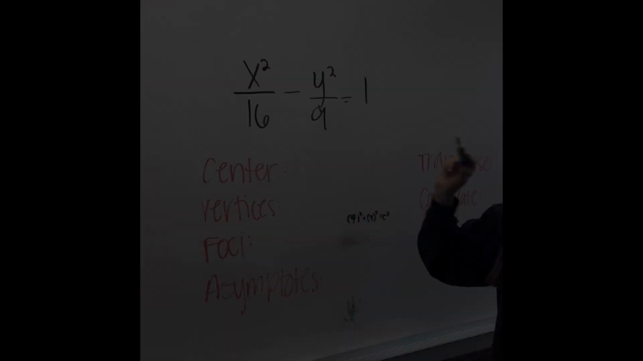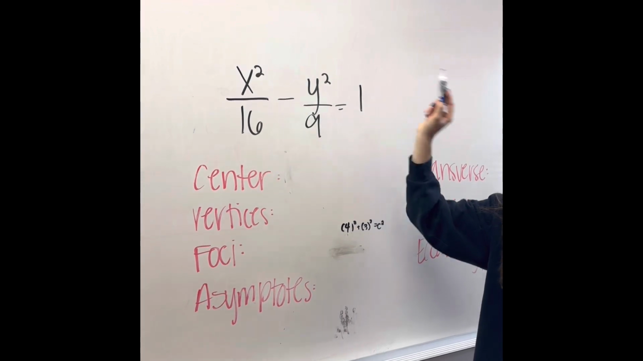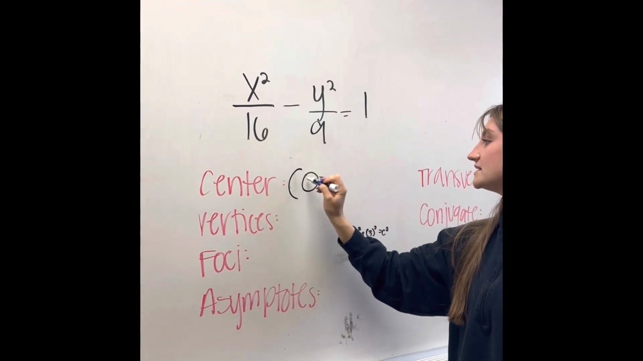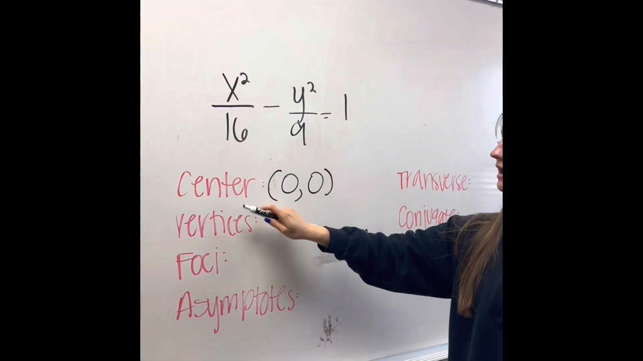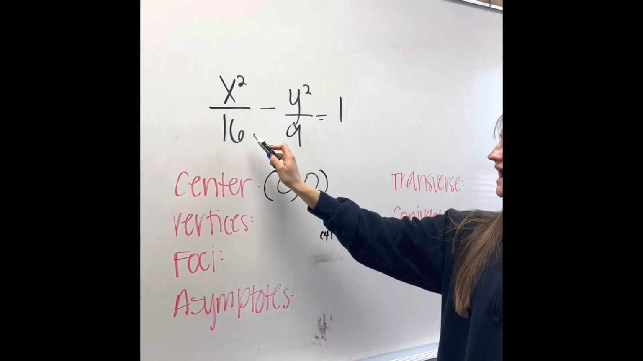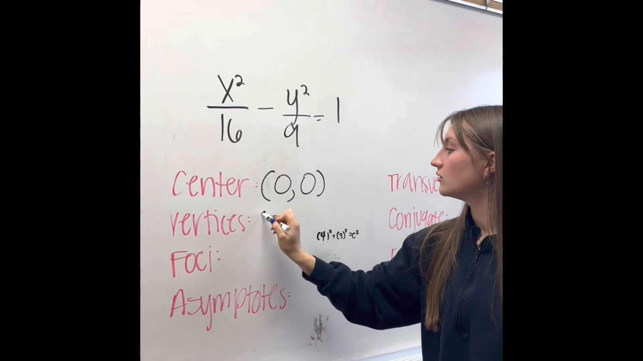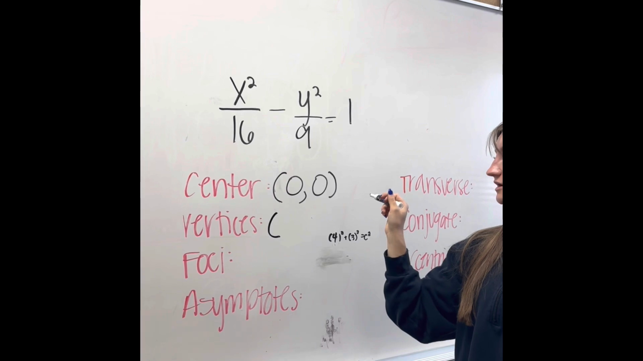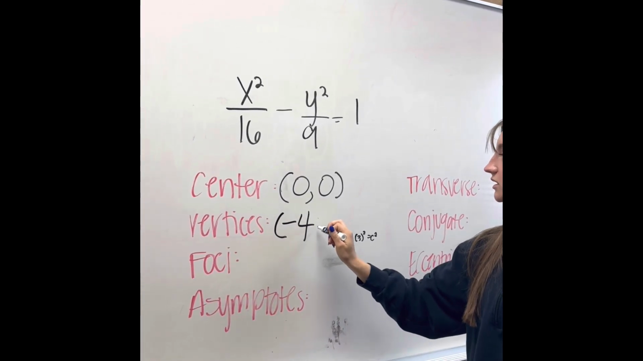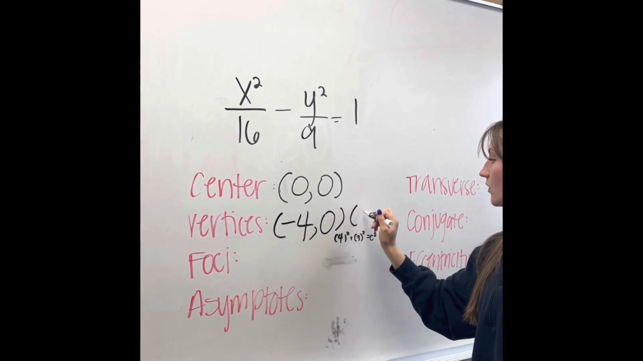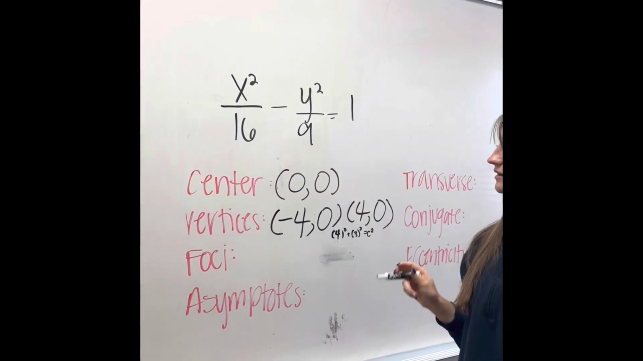I think so. So for the center, you see the h is 0 for the x, and the k is 0 for the y. So the center would be (0, 0). The vertices come from the variable a. This is a squared, so a would equal 4. If the center is (0, 0), you don't have to do much work. You just add and subtract it: (-4, 0) and (4, 0), because it's horizontal, so it moves this way.